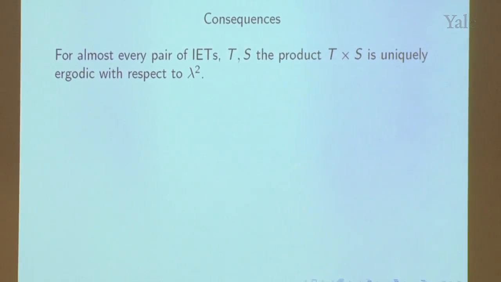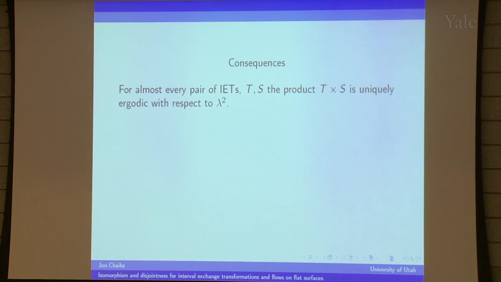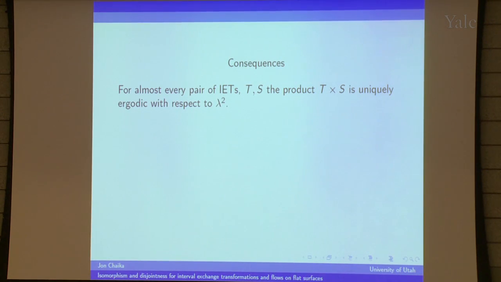All right. So there are some consequences of this result. For almost every pair of interval exchange transformations, T and S, the product is uniquely ergodic with respect to lambda square, the product of Lebesgue measure. So why is that? Because your measure projects to a preserved measure of T and S. And for the typical IET, there's only one choice by Masur and Veech, and that's Lebesgue measure. Now, if you project to the right thing, being disjoint means there's only one choice of that, and that's the product of the two. So that's the only possibility. So this is some kind of version of the Masur-Veech theorem for the product of two interval exchange transformations.